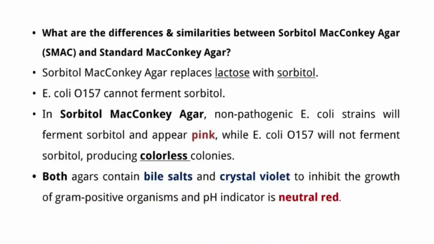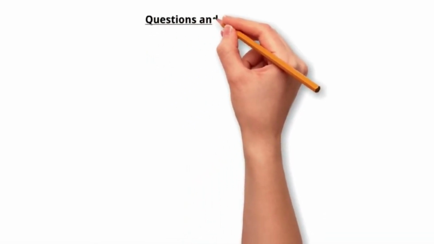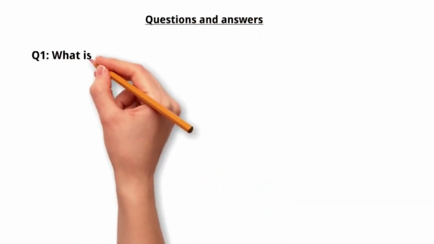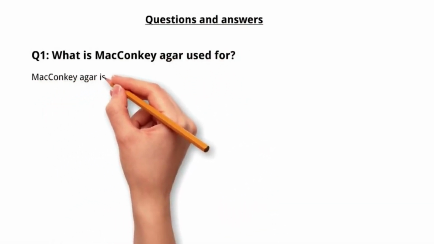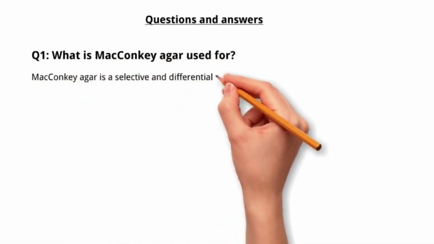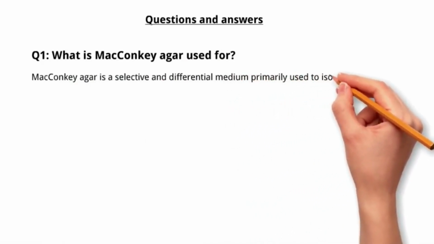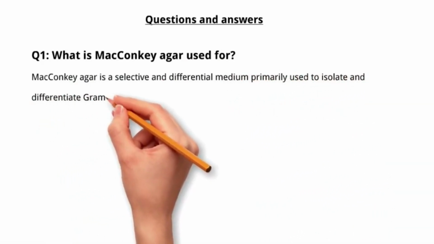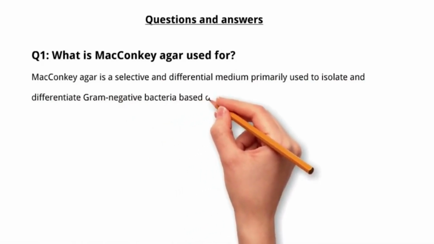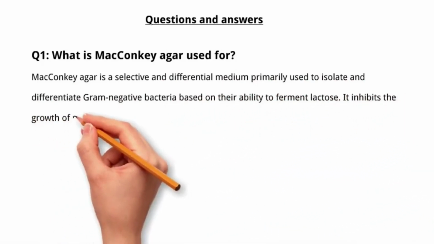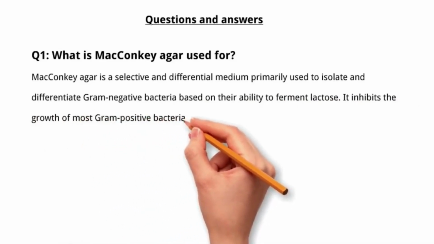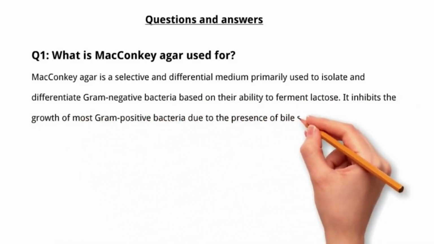Questions and answers. Question 1. What is MacConkey Agar used for? MacConkey Agar is a selective and differential medium, primarily used to isolate and differentiate gram-negative bacteria based on their ability to ferment lactose. It inhibits the growth of most gram-positive bacteria due to the presence of bile salts and crystal violet.